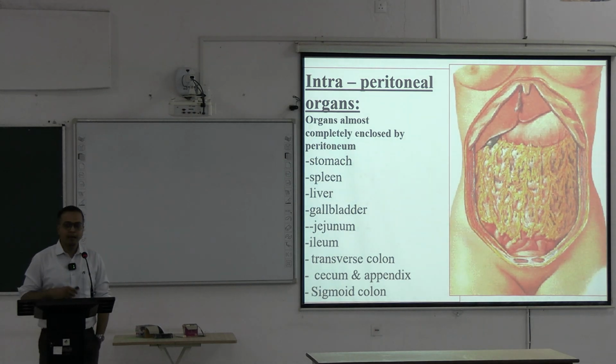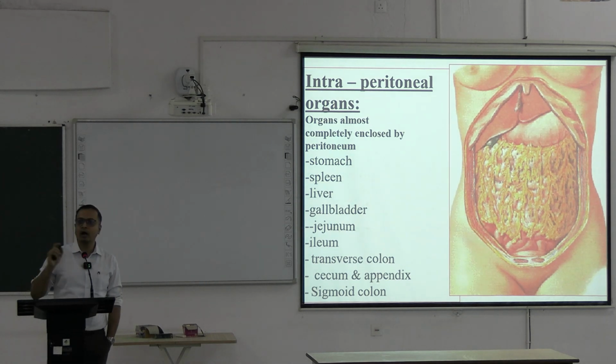Now, based on how the peritoneum covers the organs, we can classify the abdominal organs into two entities. Intraperitoneal, meaning completely buried within the peritoneal covering, or lying behind the peritoneum, which we call retroperitoneal, just like retrospection.